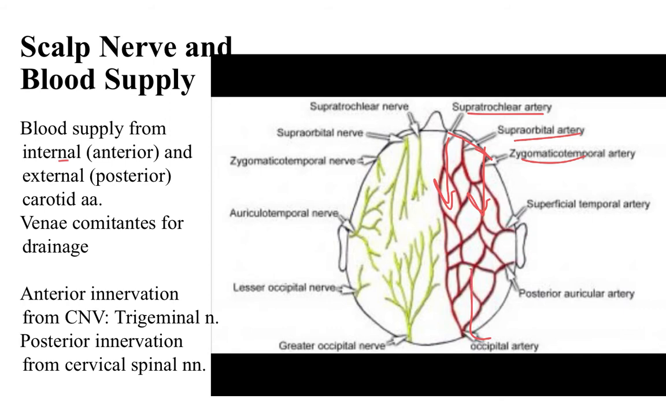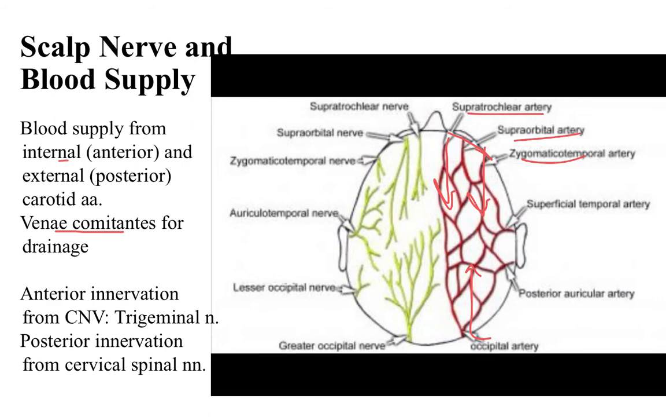And the posterior is from the branches from the external carotid artery. So anterior, internal carotid artery, posterior, external carotid artery. And remember, the internal carotid artery is also what's supplying the structures inside of the skull with a blood supply. All right, for drainage, we have these vena comitantes, and remember that is the arrangement of veins that are two smaller veins on either side of an artery.